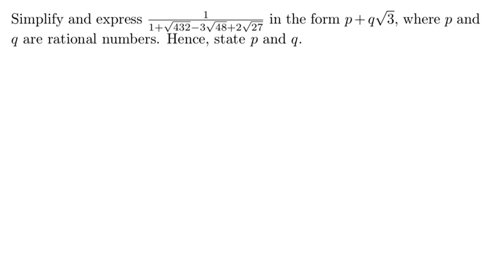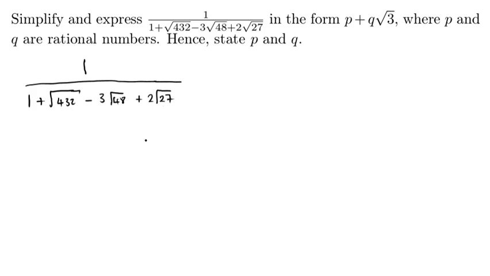Right, so we have this question on radicals which says simplify and express this whole expression in the form p plus q root 3, where p and q are rational numbers. Then we also have to state the values of p, q. So what we've been given is 1 divided by 1 plus root 432, minus 3 root 48, then plus 2 root 27.